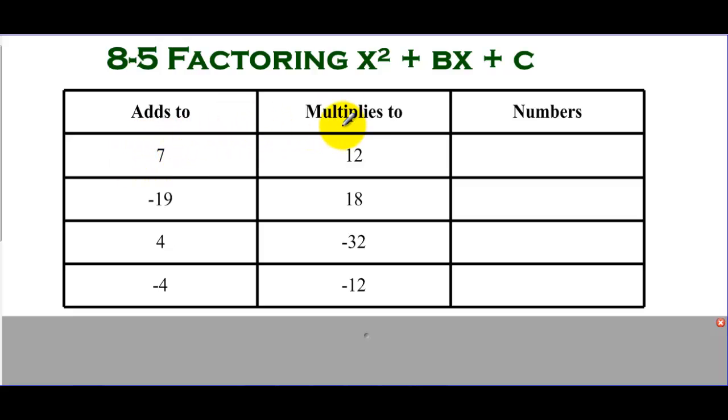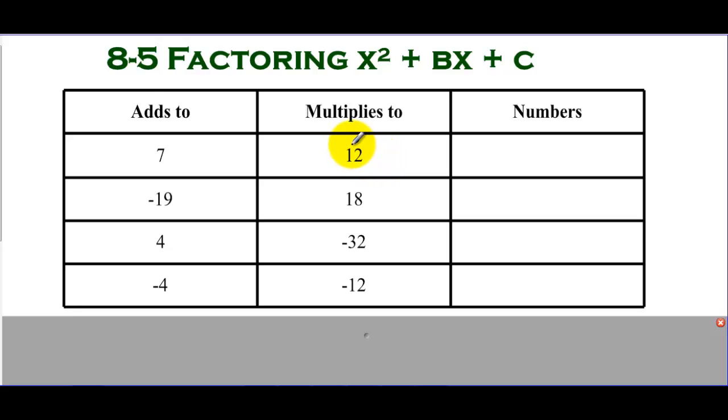Okay, so I have this table here, and in the table I have two columns. There's the adds to column and the multiplies to column. Your task is going to be to find a pair of numbers that add up to the one in the adds to column and multiply to the one in the multiplies to column. For example, in this first row, I'd like to find a pair of numbers that adds up to 7, and the same pair of numbers has to multiply to 12.